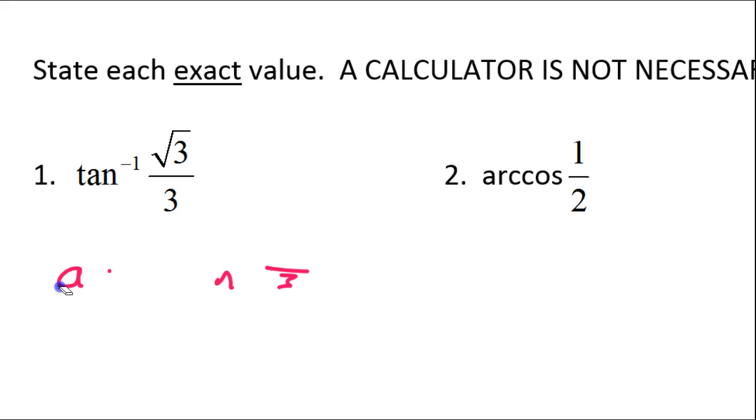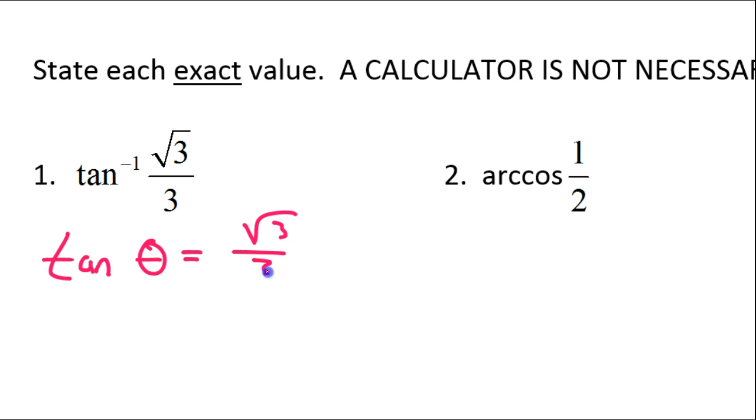Now, there's a couple of other things I need to point out. So, first of all, inverse trig functions are angles. When I give you an inverse trig function, I'm saying what angle would have this as the answer. So this is basically saying, the tangent of what angle is equal to radical 3 over 3. And this one is saying the cosine of what angle is equal to 1/2. So you're looking for the angle.